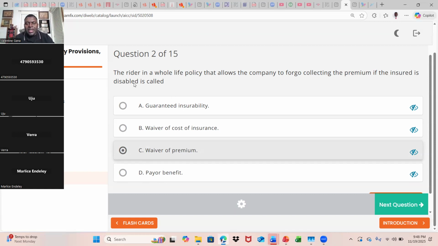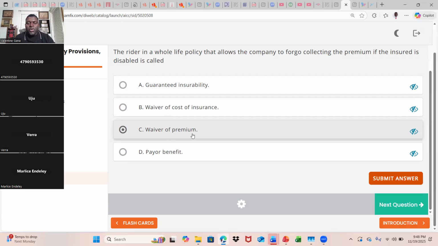But here they say that the rider in a whole life policy allows the company to forego collecting premium if the insured is disabled. Waiver of premium. You will see this question 100% in the exam.